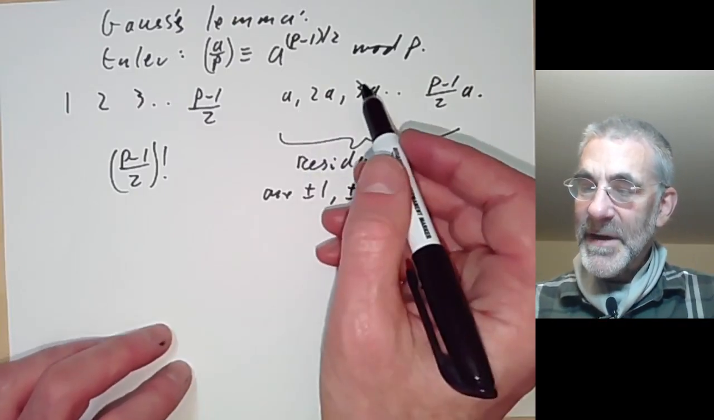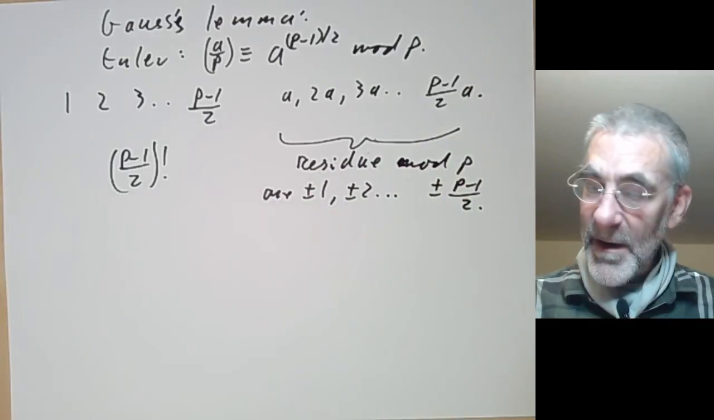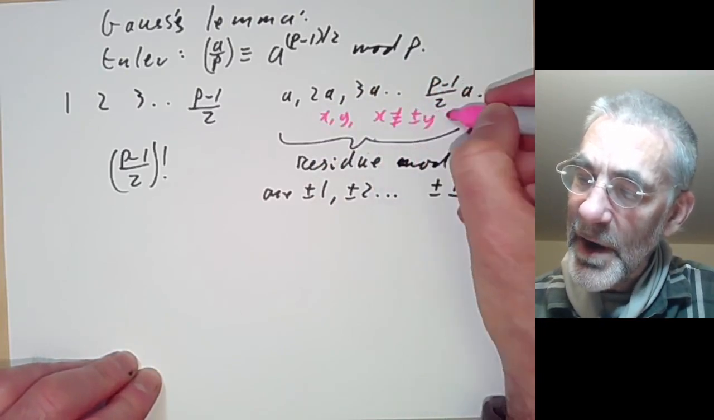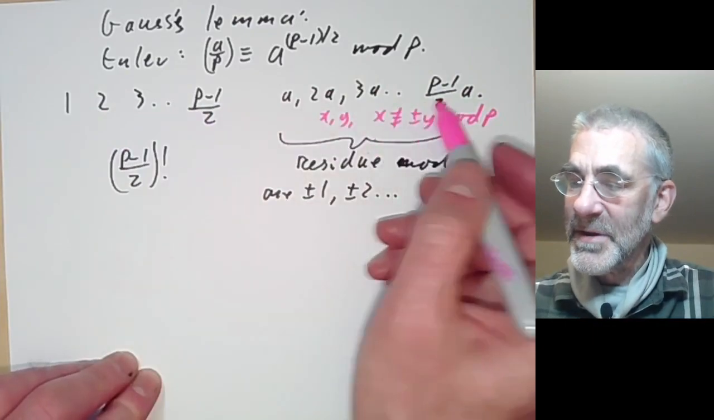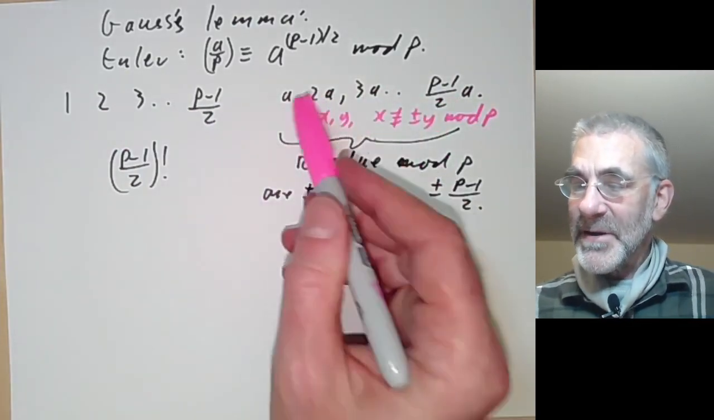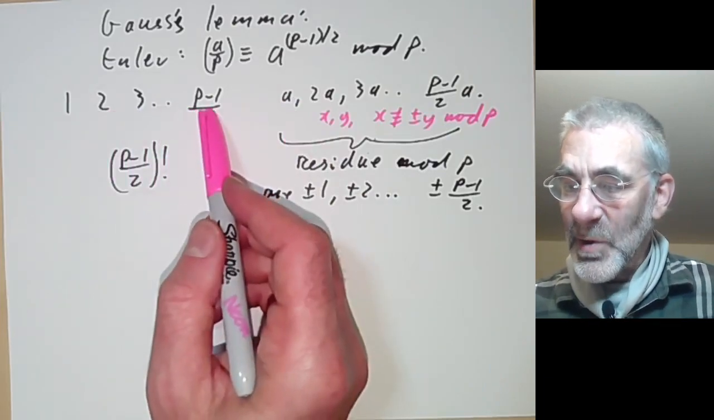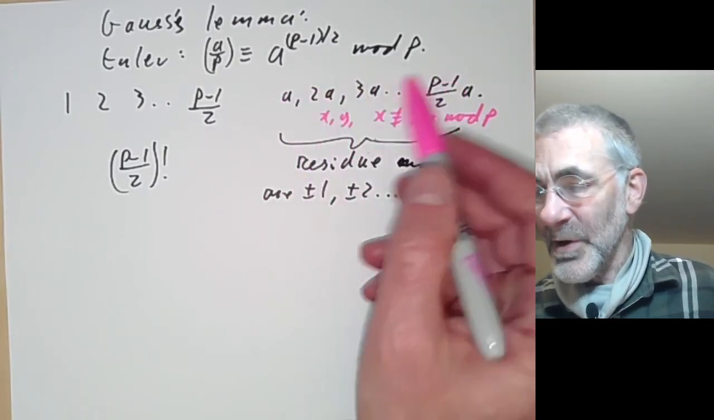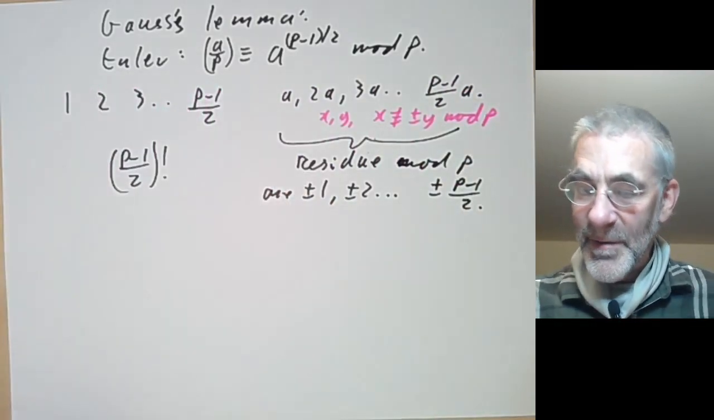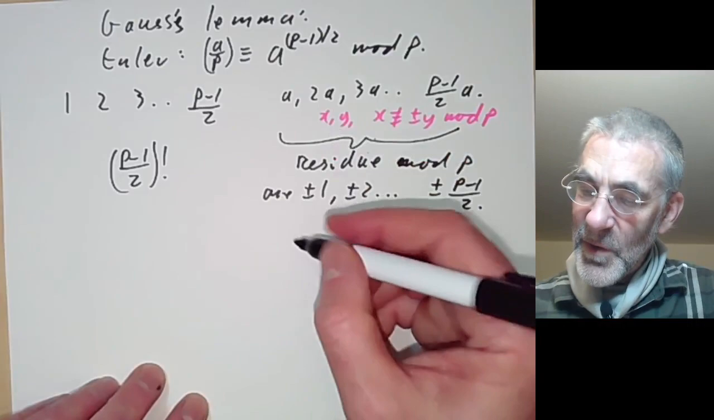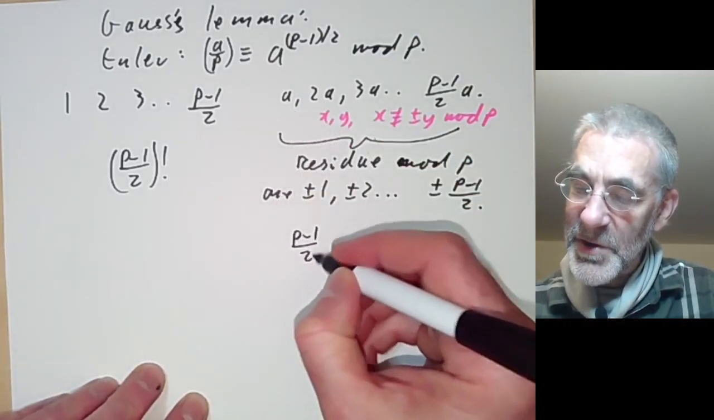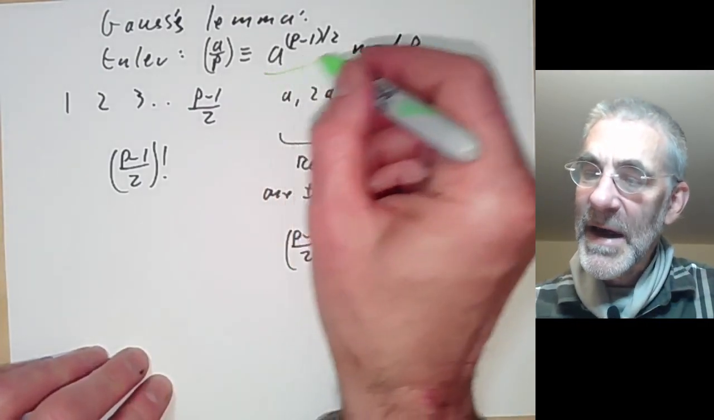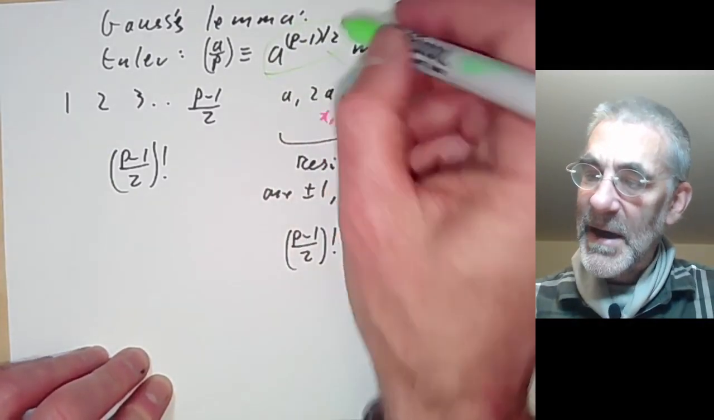So the point is, if x and y are any two of these numbers, then x is not equivalent to plus or minus y modulo p, because that's true for these numbers, and so it's also true if you multiply them by a. That means that every number from 1 to (p-1)/2 has to be equal to exactly one of these numbers up to sign, because there are (p-1)/2 of them, and so they must fill all these numbers here. So the product of them is obviously ((p-1)/2) factorial times a^((p-1)/2). And this is rather nice, because this a^((p-1)/2) is exactly what you get up there.